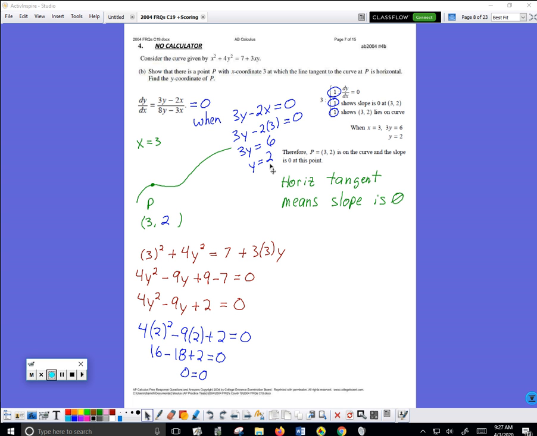Where did you get the 3y minus 2x? So the formula here, dy/dx equals this. Oh, that's from the part A. Does that make sense? Yeah. No worries. I forgot that was part A.